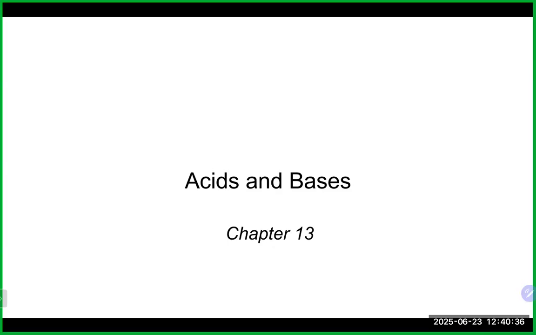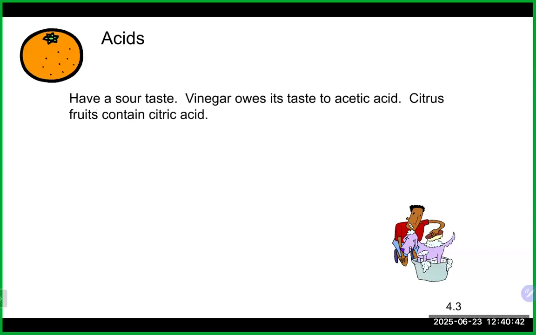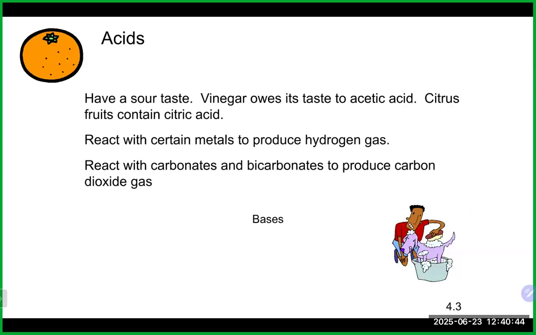All right, so acids and bases, chapter 13 here. An acid has a couple of characteristics. They have a sour taste. Obviously, don't taste any acid or bases in lab, but vinegar, for example, is acetic acid, and citric acid is in fruits.